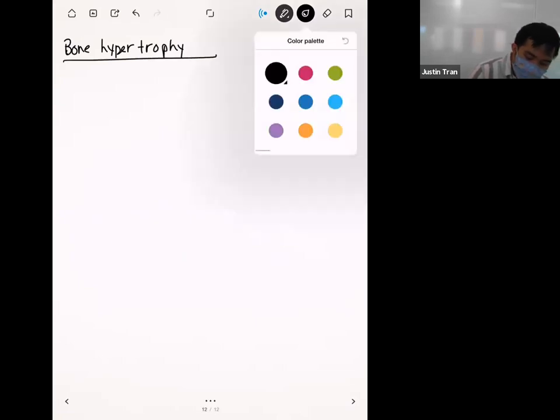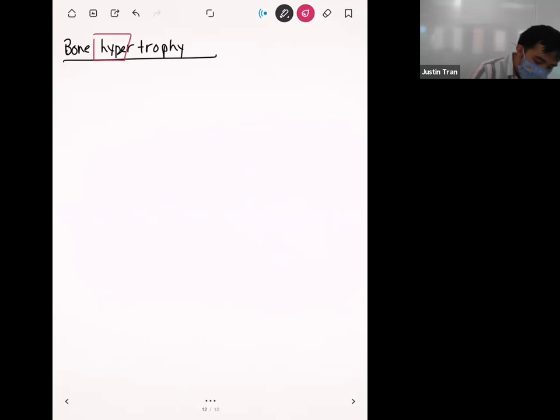We're almost out of time for today, but I do want to give you a couple more vocab words before we go. These are kind of opposites to each other. The first one is bone hypertrophy. The key word here is hyper. When you think of something that's hyper, you think of something that's very much beyond what's normal.